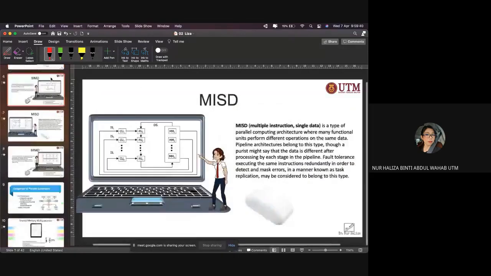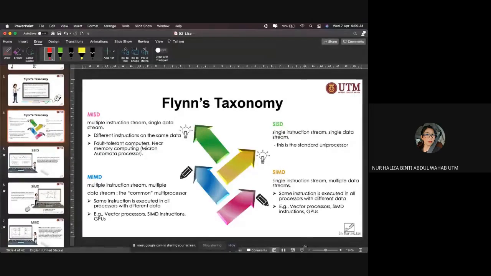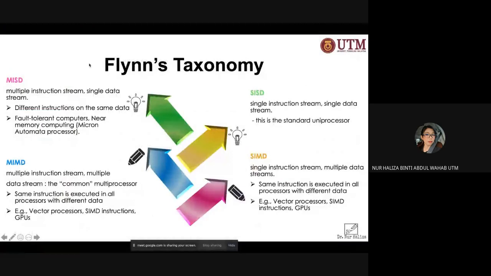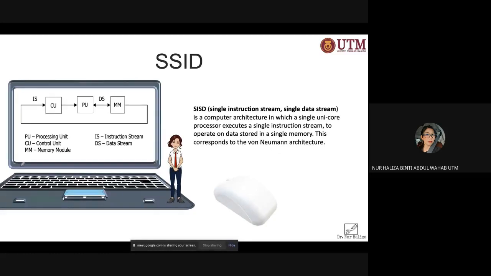So we already learned the Flynn taxonomy. Under Flynn taxonomy, we already looked into four types. I guess all of you already fully understand how to differentiate between these four: SISD, SIMD, MISD, and MIMD. Easy, right? Over here, I already shared the diagram with you. So in the quiz, you are going to be given the diagram, and by giving the diagram, you need to pick the correct Flynn taxonomy, whether it is SISD or SIMD and so on.